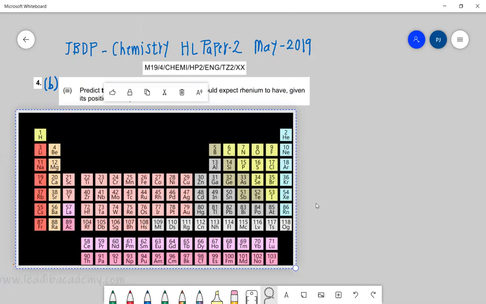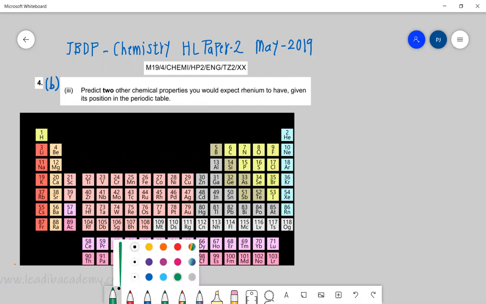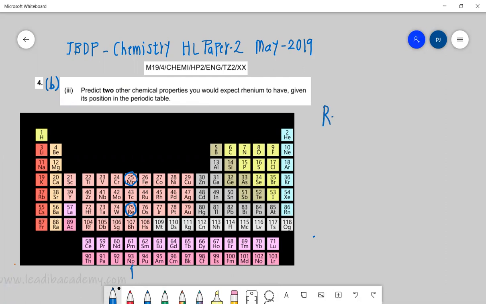So rhenium is basically in the group of manganese. Rhenium is a d block and transition element. So what kind of properties can we expect?